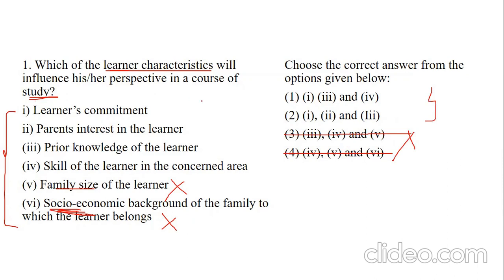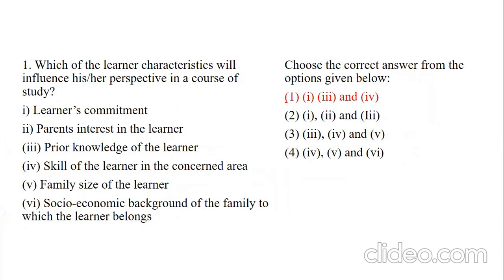In the first option, you have learner's commitment, yes. You have prior knowledge, yes. And you have the skill, yes. So this can be the option, but let's first cross-check the second option also. Learner's commitment, okay, parents' interest, and the prior knowledge. But if you compare parents' interest and skill, definitely the weightage will be to the skill. So your correct option for this is option number 1.